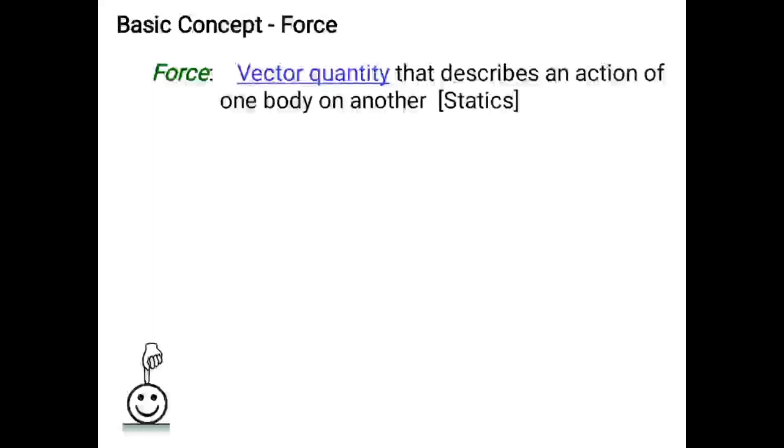Now force. Force is a vector quantity that describes an action of one body on another. Action of one body on another means when you apply a force on another body. It is a vector quantity. There are two kinds of quantities normally, scalar and vector. When we consider both magnitude and direction, it is called a vector quantity. When we consider only the magnitude, it is called a scalar quantity.